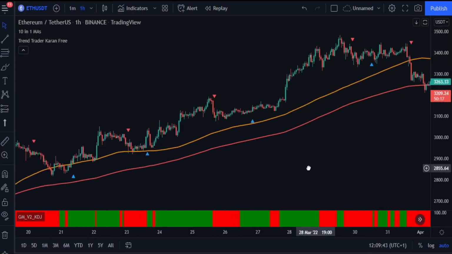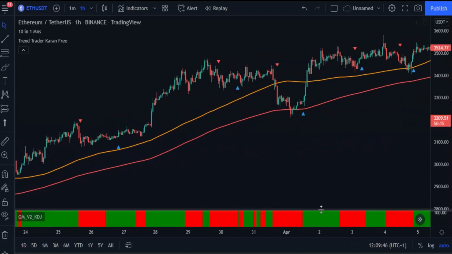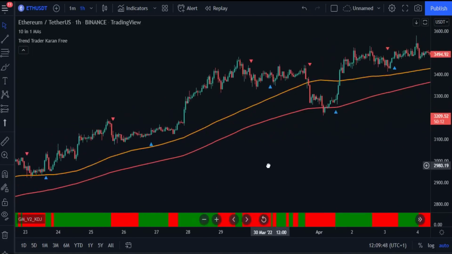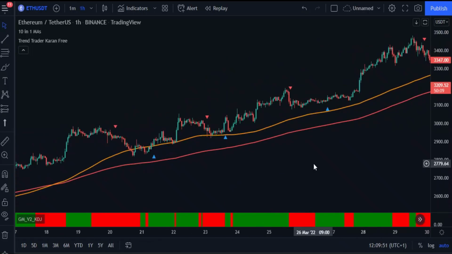And that's it. First, we use the moving average to know the trend direction. Second, the trend trader indicator to enter positions. And finally, the KDJ indicator to filter the results.